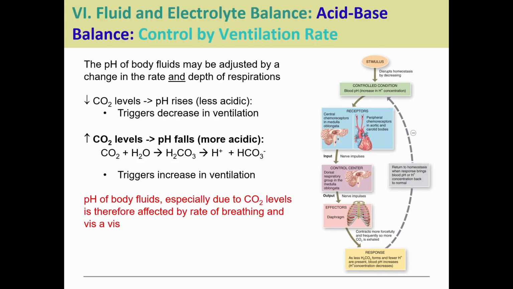Now, how does ventilation come into play with this? Well, we can adjust the respiration, both in terms of depth and rate, depending on the pH. So if we have low carbon dioxide levels, the pH goes up, and this will tell us we can breathe less, we can decrease ventilation. Whereas if the carbon dioxide levels go up, the pH falls, we get more acidic because we're forming that carbonic acid and then dissociating into hydrogen ions and bicarbonate. This is going to cause an increase in ventilation so that we can get rid of that carbon dioxide.